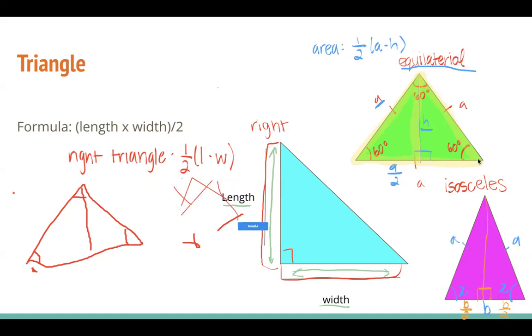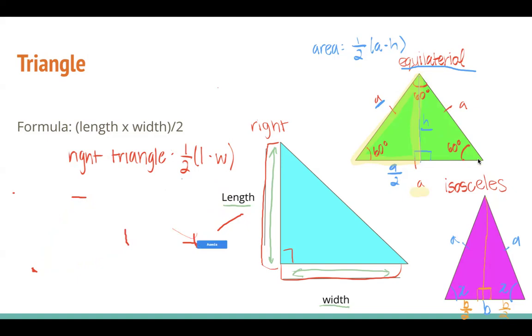So once you split it into 2 right triangles, you can solve for the height of the triangle. And with the height, you're going to multiply the bottom side, A, times the height, and do 1/2 of that. Does that part make sense?